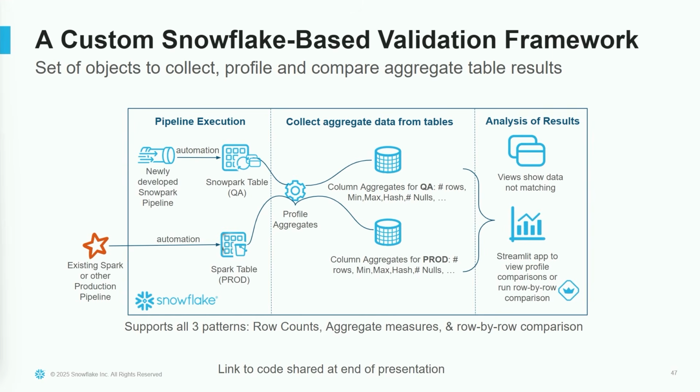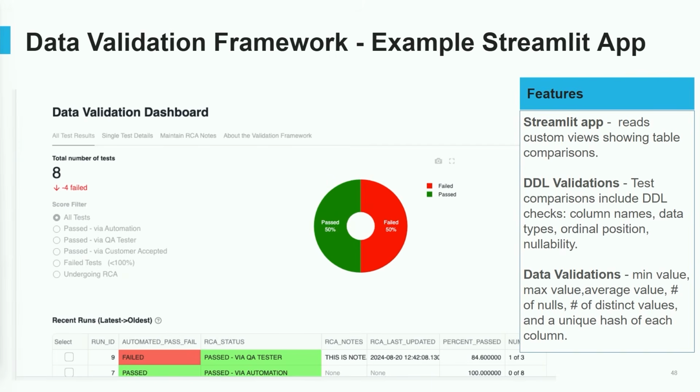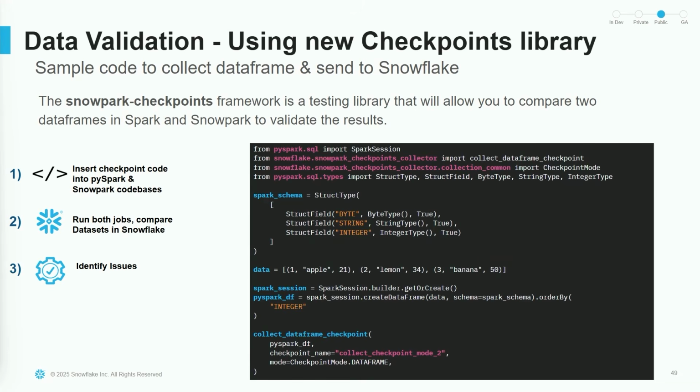We have some views and other things that do comparisons with it, and we have a Streamlit app on top that can basically show you what passes and fails. This is a sample screenshot of the Streamlit app. I didn't mention, the app can also do DDL comparisons. So if there are different data types or other things between the two, it's going to let you know. That's a possible problem. And there are some lists of the data validations that we cover there as well.